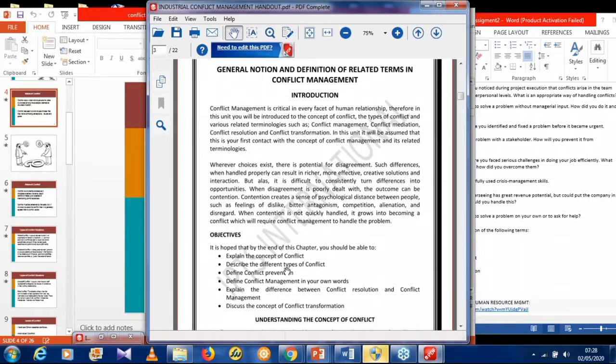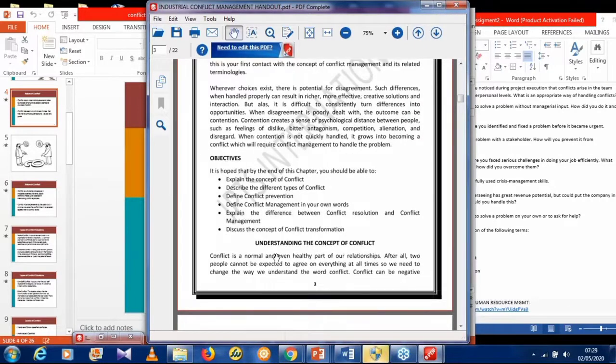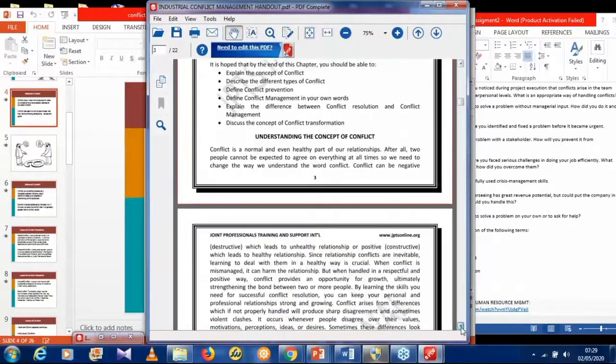We were to explain what conflict is, the concept of conflict, to be able to describe the types of conflict, and also define prevention management in our own words, and also explain the difference between conflict resolution and management. A lot of other comparisons, which we had already started. All right. Now, we also said that conflict could arise in different settings. It could be even in family, in churches, in organizations, in an industrial environment, right? And it has its benefits too, it has its advantages.